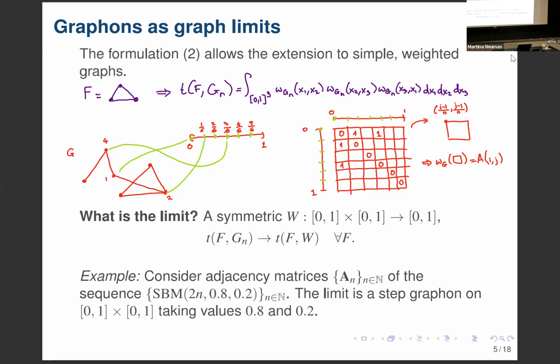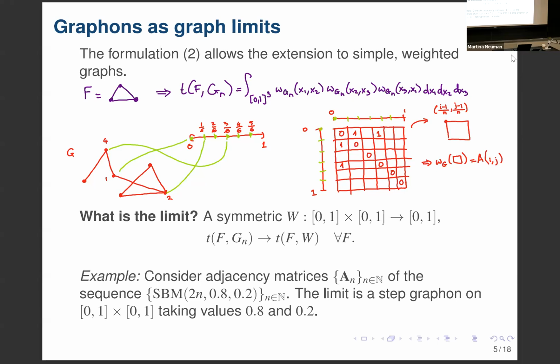Once you have in your hand a convergent graph sequence, there exists a limit that looks like this. So this is the limit right here. It's going to be a function on a unit square, [0,1]^2, mapping to [0,1]. So far it's just about deterministic graphs. The limit here is going to be a function that lives on the unit square, and it's going to be quite strange at first, but it's not exactly that strange.